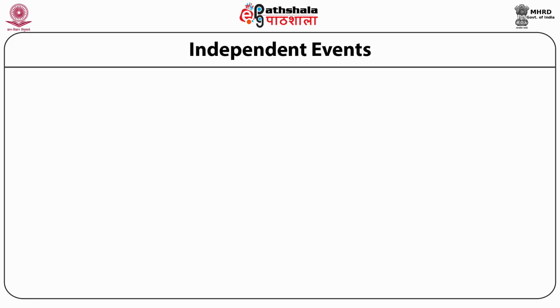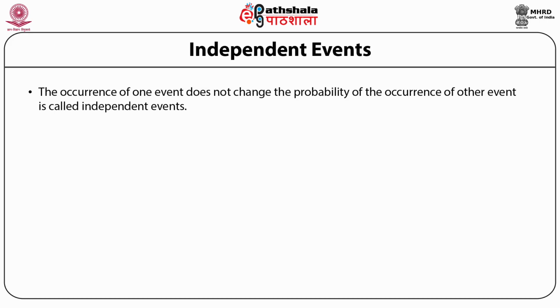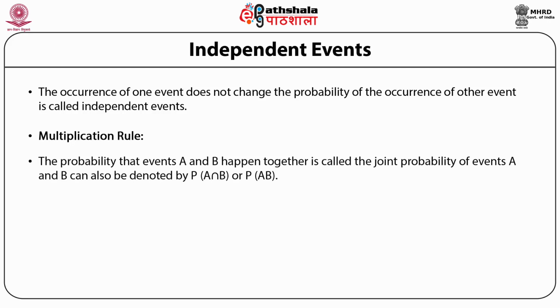Now, let us first define independent events. The occurrence of one event does not change the probability of occurrence of the other event; such events are called independent events. So either the probability of A given B is equal to the probability of A, or the probability of B given A is equal to the probability of B, vice versa. Multiplication rule. The probability that events A and B happen together is called the joint probability of events A and B, and can also be denoted by the probability of A intersection B or the probability of A into B.